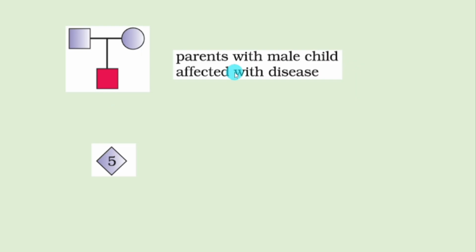Now we have this mating that gave rise to a son that was affected. So parents with male child affected with disease. And these are the 5 unaffected offsprings.